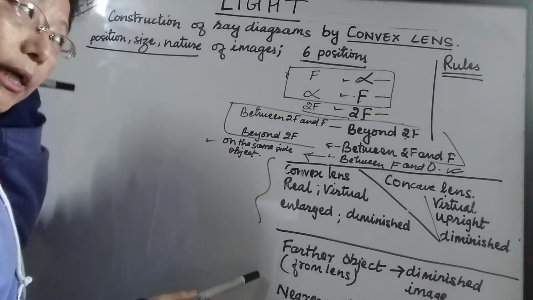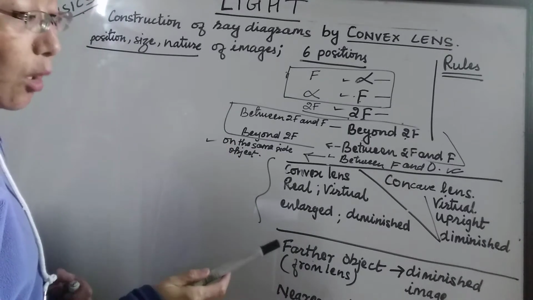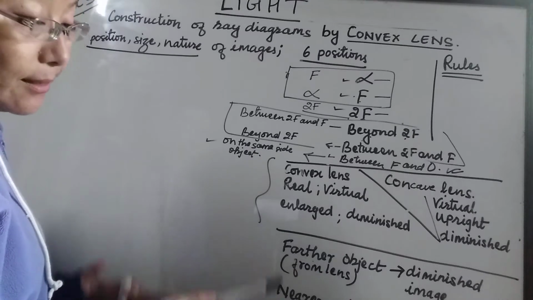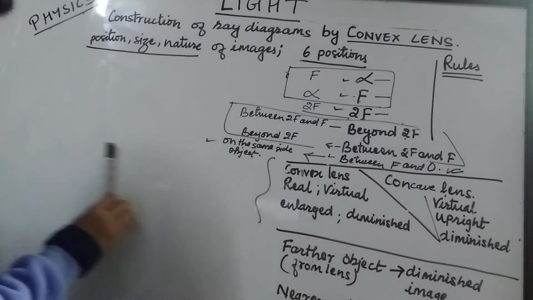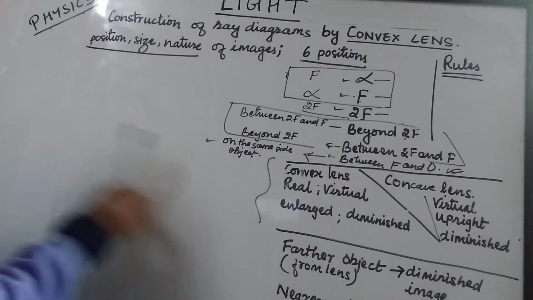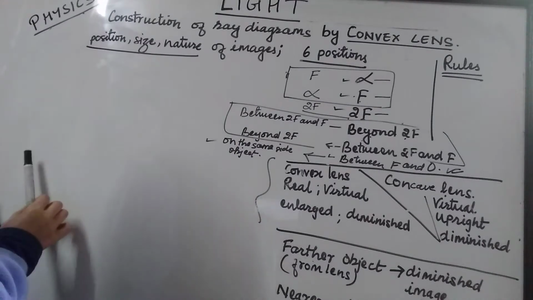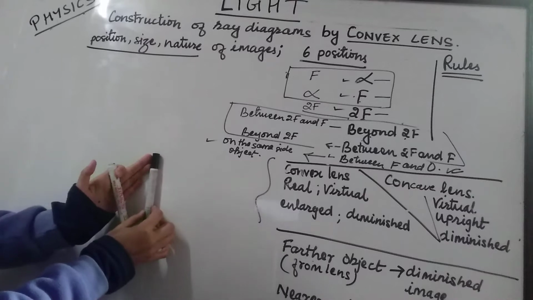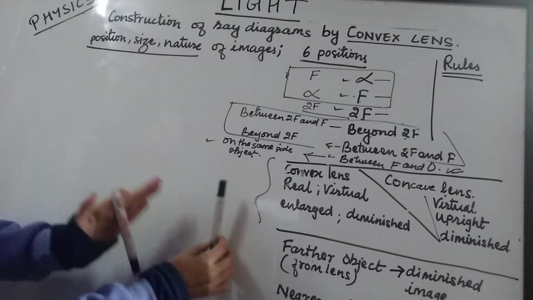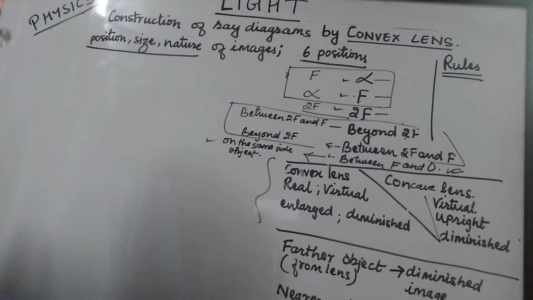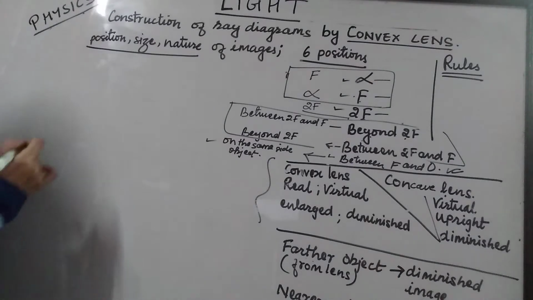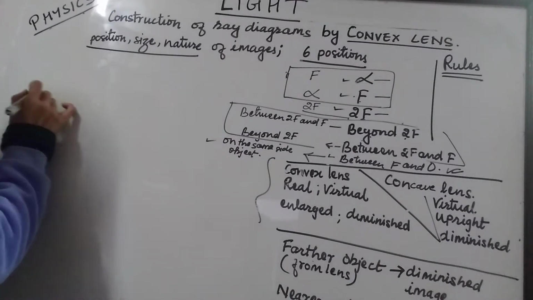Now we will see, according to positions, the object farther than the lens. When the object is far away from the lens, the image will be smaller, right? When the object comes closer to the lens, then the image will get bigger. We will see these changes in the ray diagram. And when you start doing the ray diagram, you have to remember the rules. The rule is very, very simple.